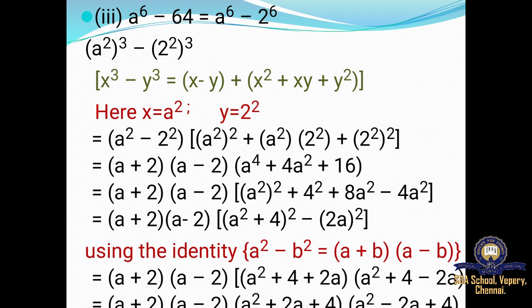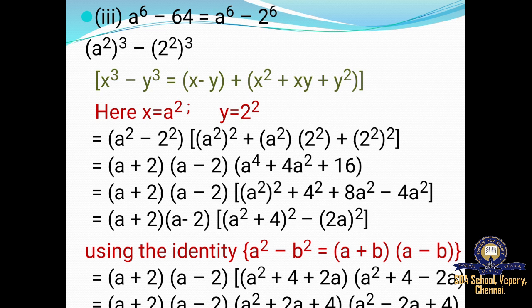Then what are you going to do? If you see carefully, a square minus 2 square is in which format? A square minus b square format. What is the formula? A square minus b square equals a plus b into a minus b. That is a plus 2 into a minus 2. Done with that. Then come to the next bracket. What is that? A square the whole square, which is a power 4, plus a square into 2 square, that is 2 square is 4, so it will become 4a square. Similarly, 2 square the whole square, which means 2 square is 4, 4 square is 16. Got it, students? Then what do we do?